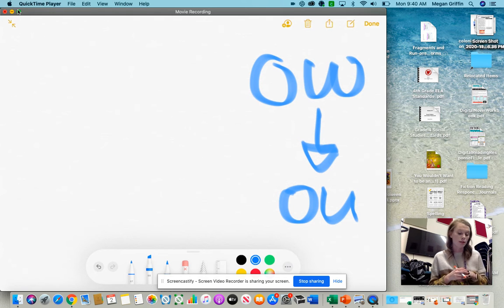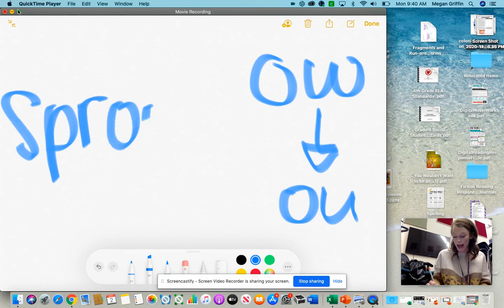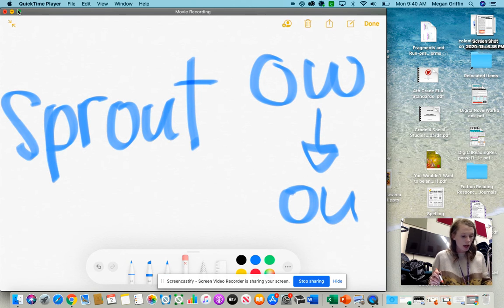Sprout. Pound it. Sprout. Tap it. Spr, out. Write it. This is what you should have: spr, out, sprout, okay? All right, let's do another one.